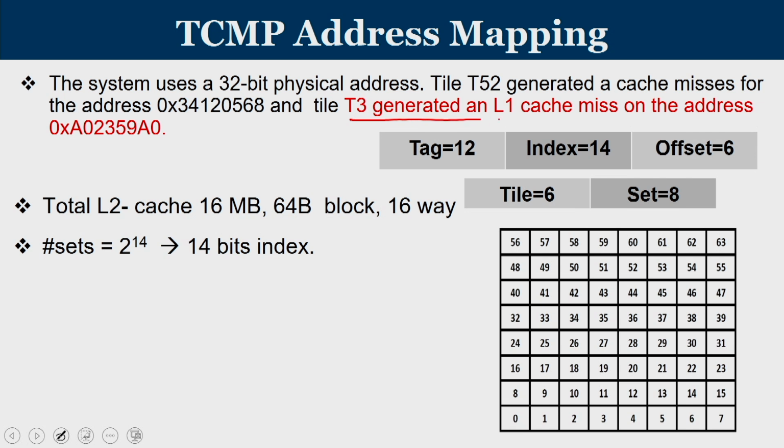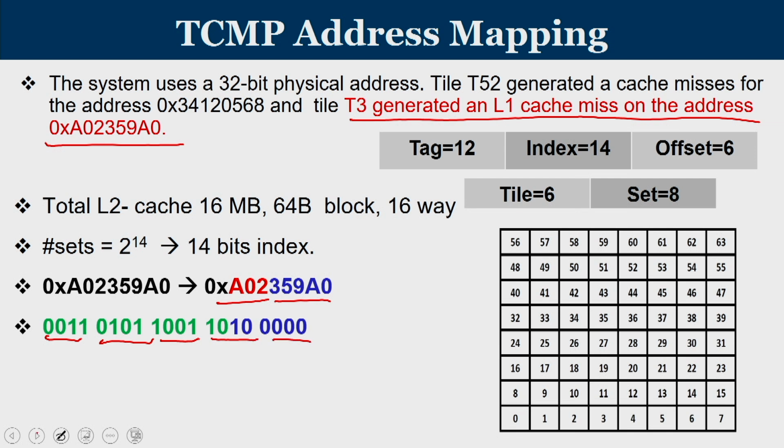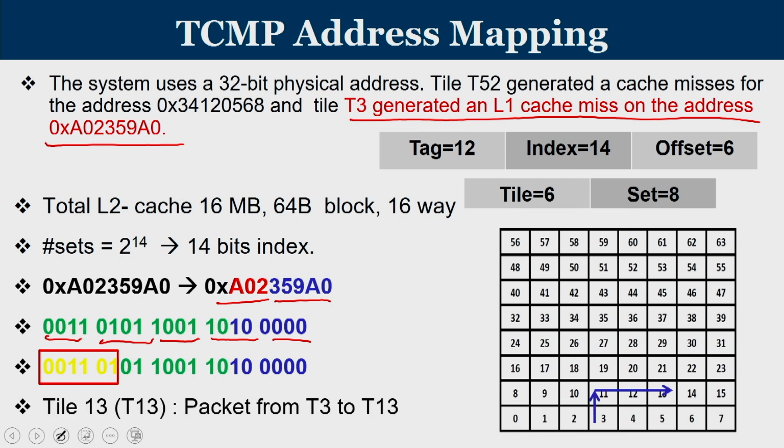Now, tile T3 generated an L1 cache miss on the address 0xA02359A0. The same process is applied, where the red portion indicates the tag and the blue portion indicates the index and offset bits together. I am trying to expand the index and offset bits. So, it is 3, this is 5, 9, A and 0. Extract the first 6 bits, and the first 6 bits will give you tile 13. So, this is the request that started from tile T3. T3 gave an L1 cache miss, and this address is mapped into tile 13. So, this is the way the packet is going.